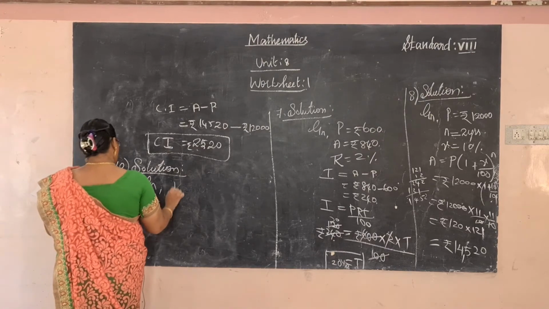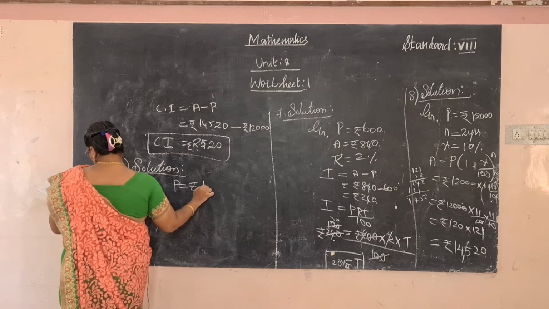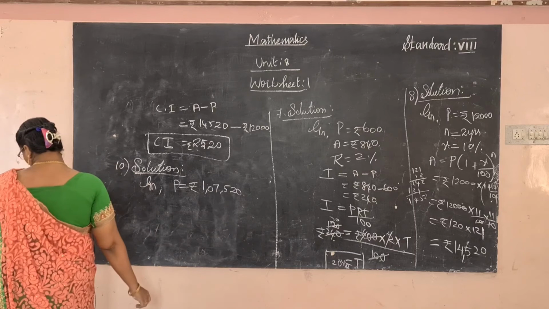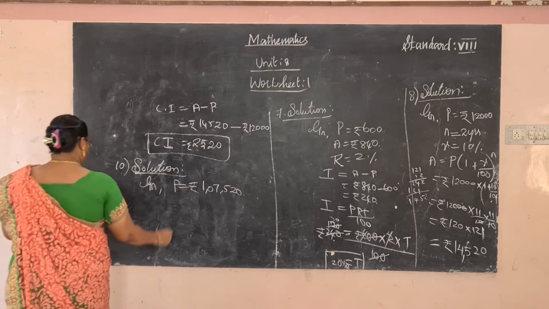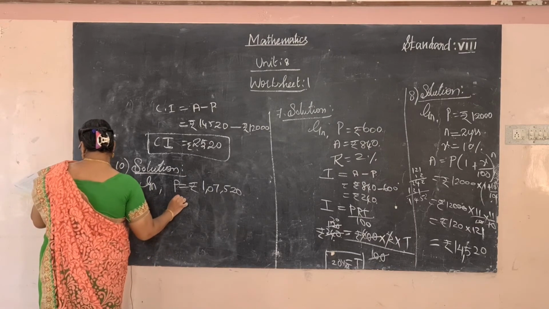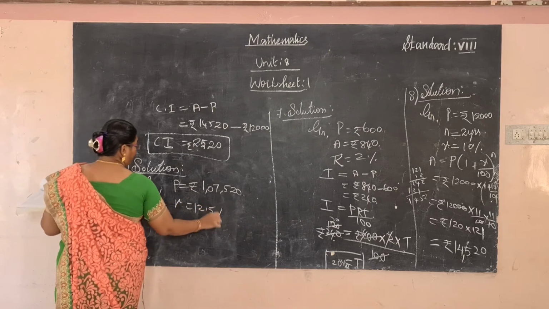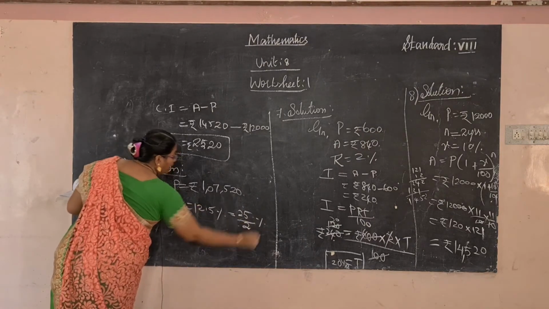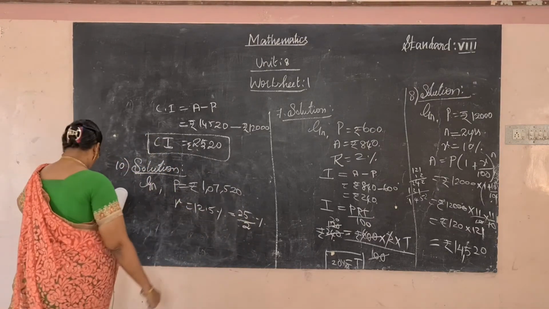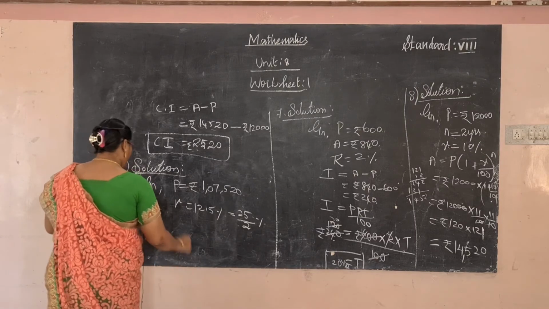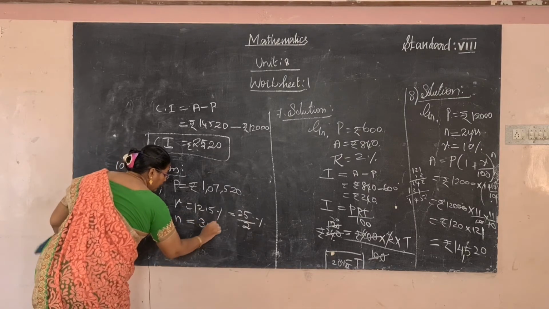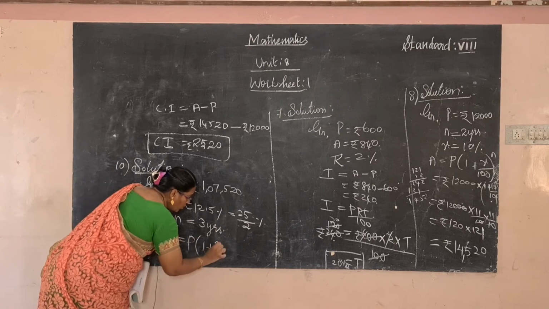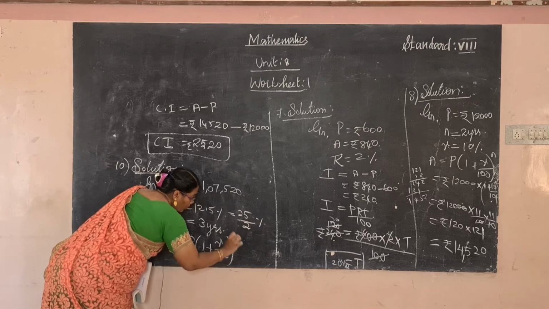Principal P is equal to rupees 1,07,520, and then rate of interest R is equal to 12.5%. So it can be written as 25/2 for our easy calculation. Okay, and then number of years is equal to 3 years. The formula: A is equal to P of 1 plus R by 100, the whole power n.